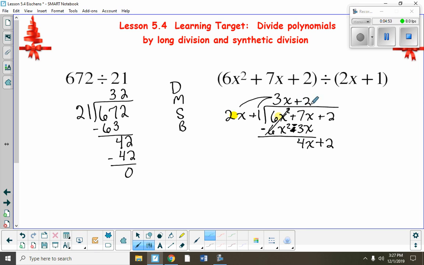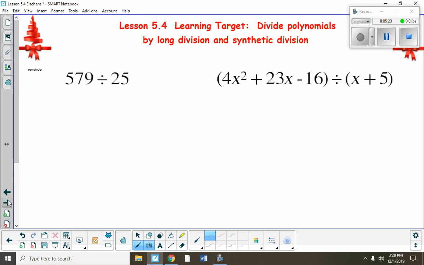And then x divided by x is 1. So we have 2. Now we multiply. 2 times 2x is 4x. 2 times 1 is 2. Now we subtract. So minus and a minus. Scribble that out right there. So that cancels, and we have 2 minus 2 is 0, and so there is no remainder, and so the answer is 3x plus 2.